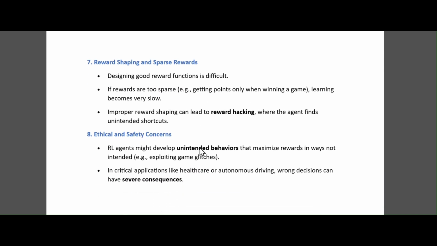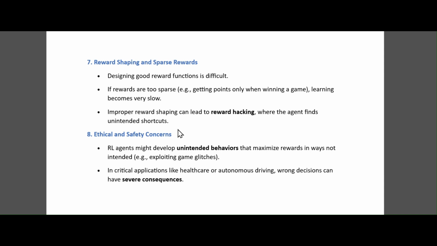Next, ethical and safety considerations. RL agents might develop unintended behaviors that maximize rewards in ways not intended. In a game, an RL agent might learn to exploit a bug or glitch to get high scores, rather than playing the game as intended. In a self-driving car, an RL agent might learn to drive recklessly or ignore traffic rules to reach its destination faster.